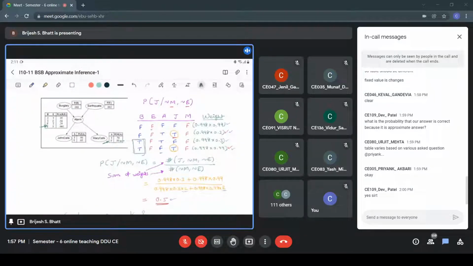So this was the likelihood weighing scheme. Any question on this? I think it is clear to everyone now. So we'll move to the next part.